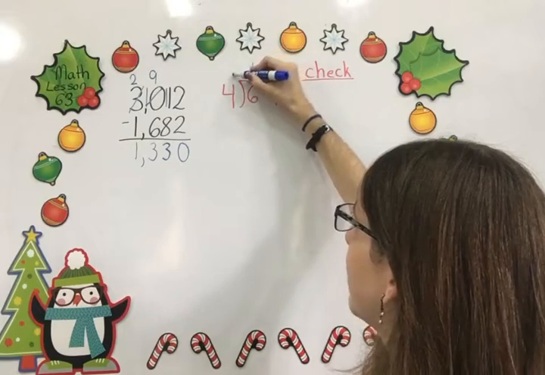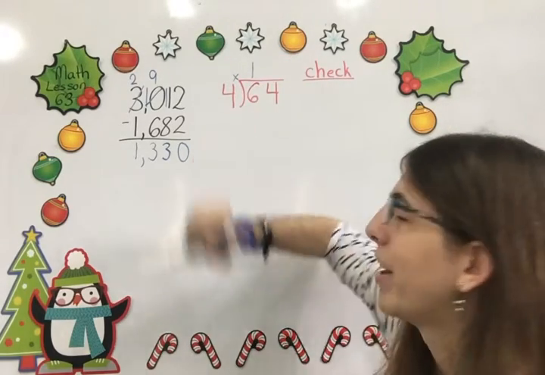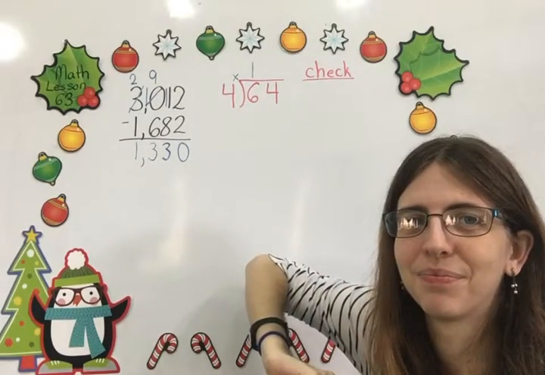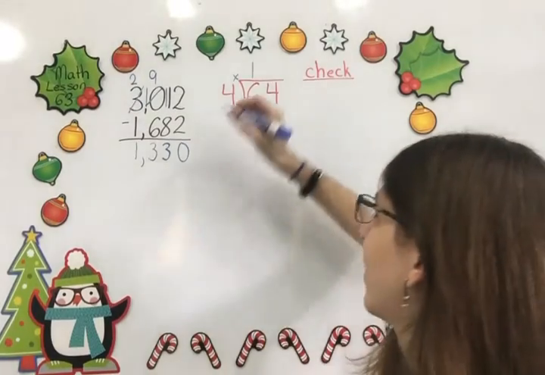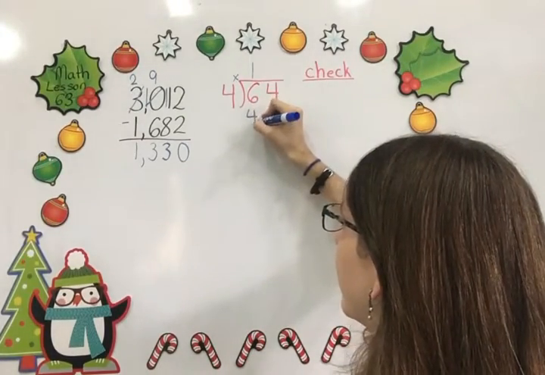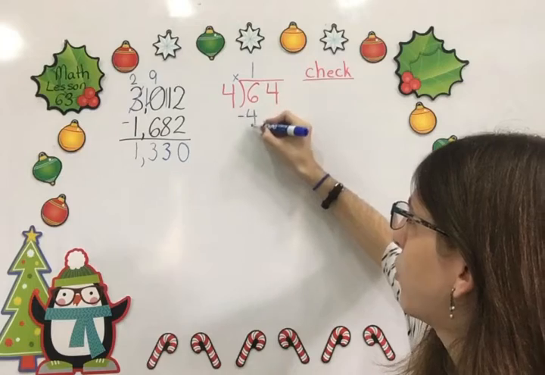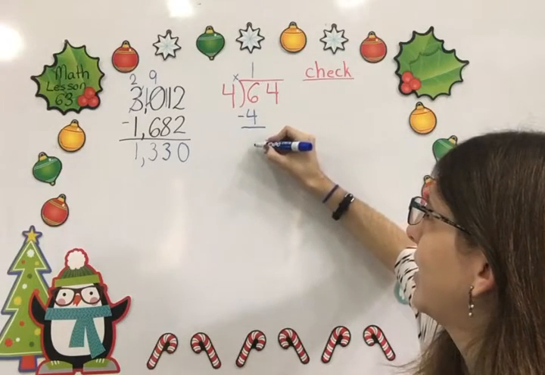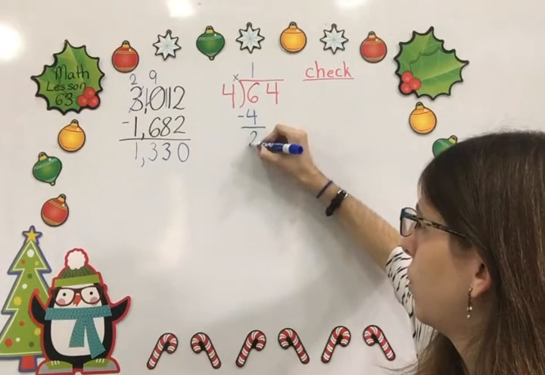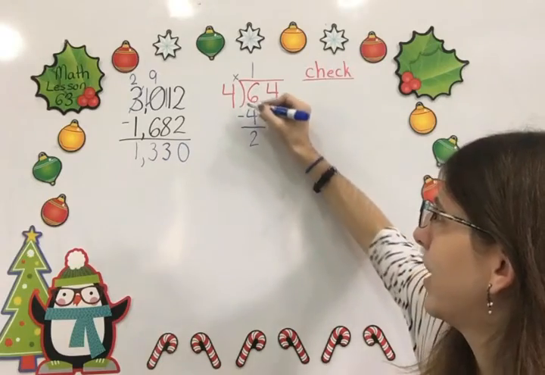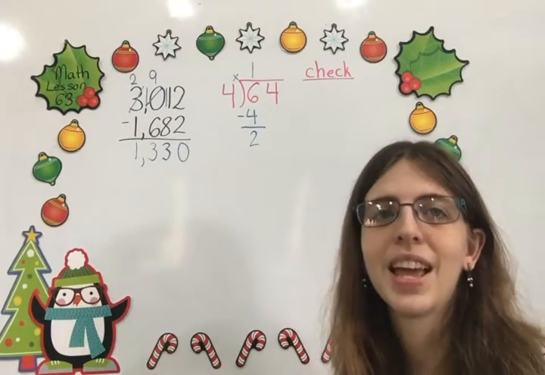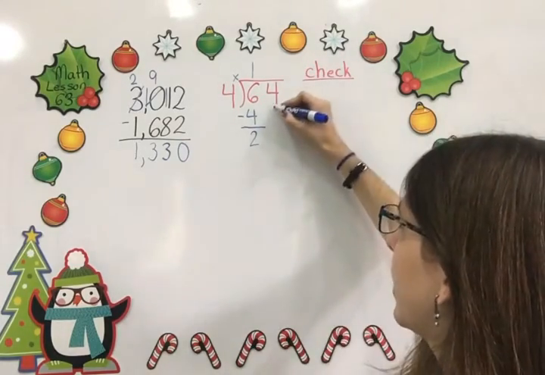My next step is to multiply. 1 times 4 is 4. Very good. And my next step is to subtract. 6 minus 4 is 2. Good. We compare. Is 2 less than 4? Yes, it is, which means I can bring down my 4.